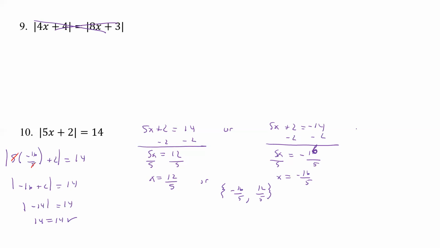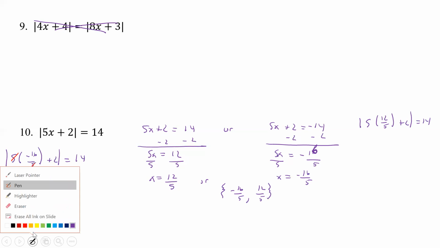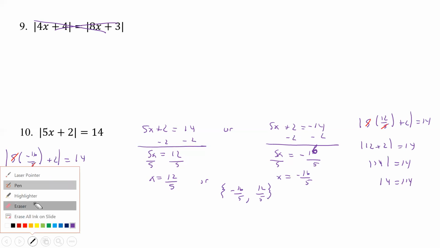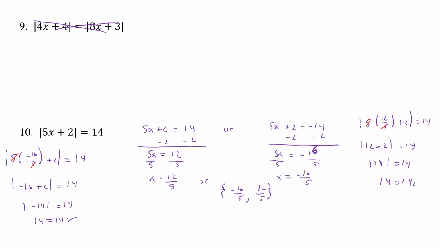So that one works. What about the other one? Well, we're going to have absolute value of 5 times, now that's 12/5, and then plus 2 equals 14. Well, again, we can cancel that. And so we get the absolute value of 12 plus 2 equals 14. Absolute value of 14 equals 14. And absolute value of that is just 14. And I don't know why I have 2 ones there. All right. And so that one checks as well. Okay, so both solutions do work. And that's all I have for this section.